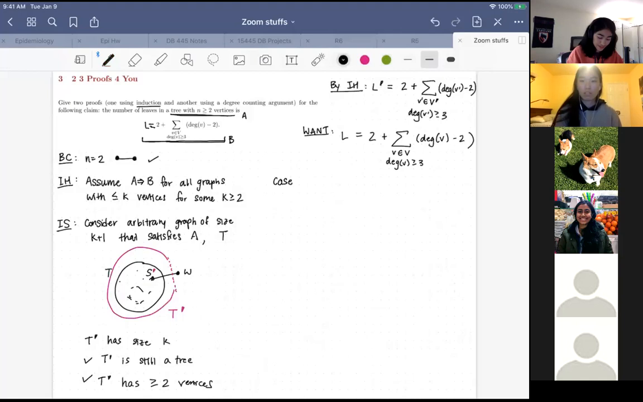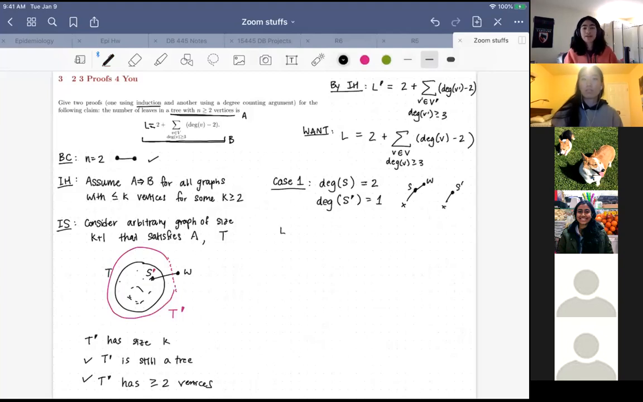If we break this up into cases, case 1 is when the degree of S was equal to 2 in the original tree. In other words, the degree of S prime, once we chopped off W, is equal to 1. Visually, we had S and we had W. If the degree of S was 2, it was only connected to one other thing. So once we chopped off W, S prime was only connected to one other thing. So S prime has degree 1.